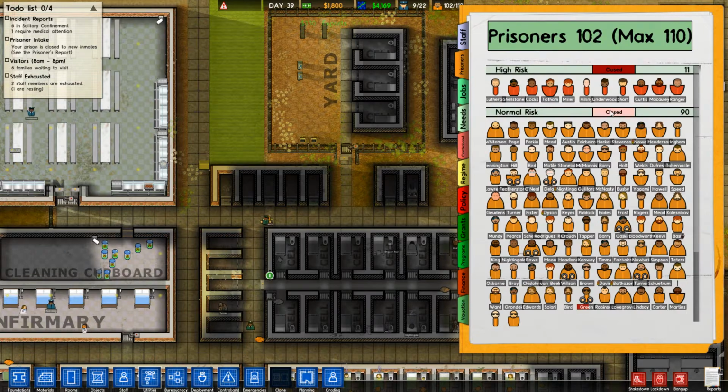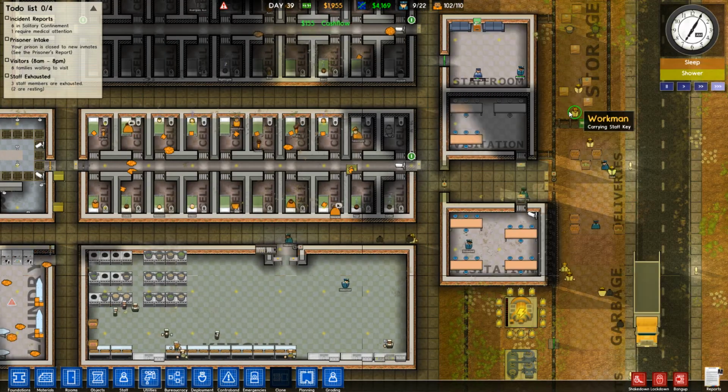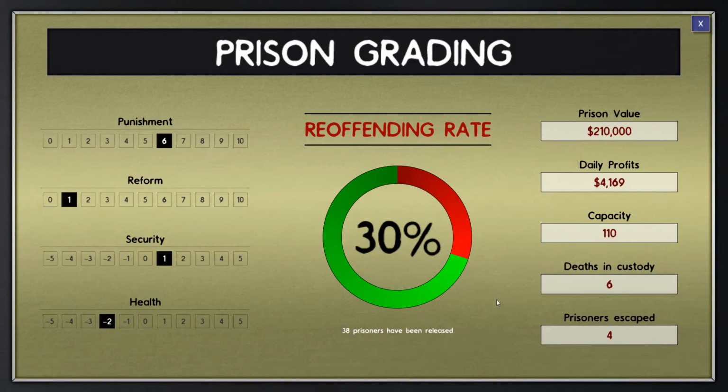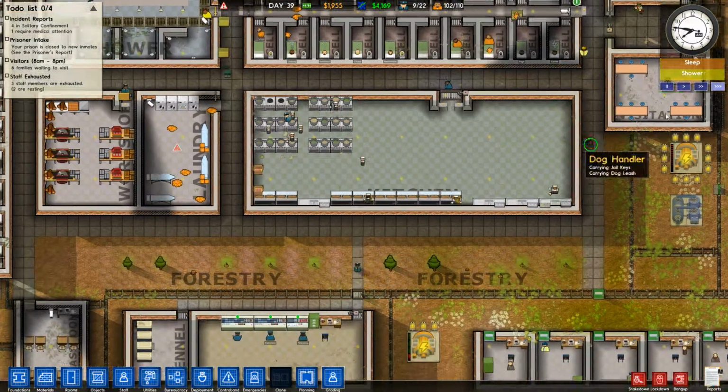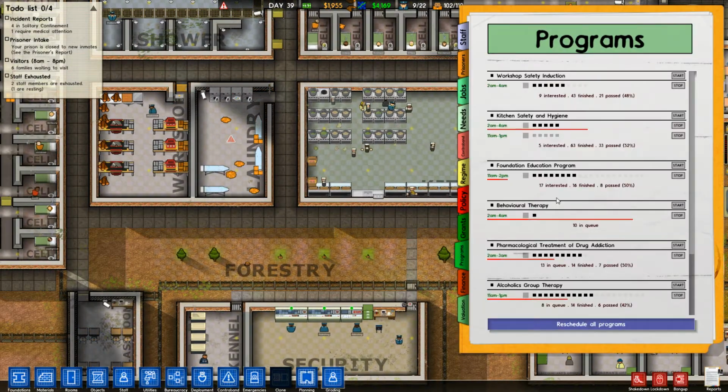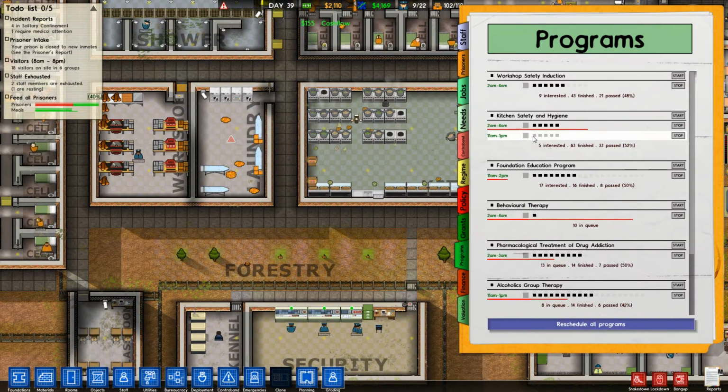Close the prison. I cannot take on 11 new prisoners right now. Just can't do it. Still 30%. Health has gone up a little bit. That's great. How are my programs? How's the reform? That's also going to get me a couple of points.